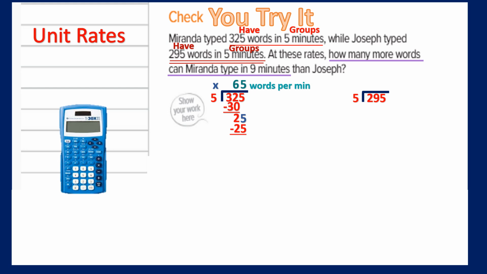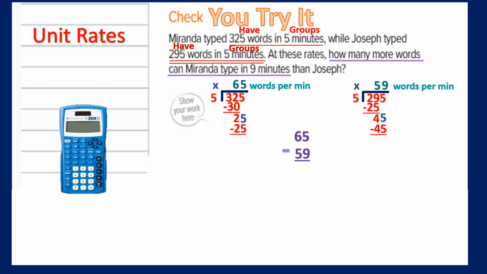So we asked, will 5 go into 2? No. Will 5 go into 29? Yes. How many times? Well, 5 and stuff. So we get rid of the stuff behind it. We keep the 5. 5 times 5 is 25 with 4 left over. I bring down my 5. 5 goes into 45 because it does end with a 5 or a 0. So it goes in evenly. We have 9 times because 9 times 5 is 45. So we know that Joseph can type at 59 words per minute.